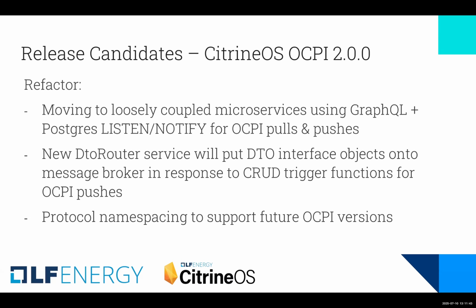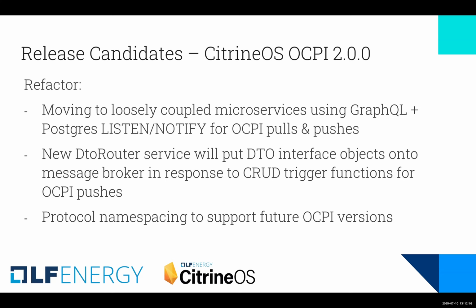So in addition to the CitrineOS Core repository, there are a few extra repositories on the CitrineOS GitHub. One of them is the CitrineOS OCPI repository, and that contains a series of modules that are designed to add an OCPI layer to CitrineOS. This repository is going to be seeing a 2.0.0 release. This is a major refactor.